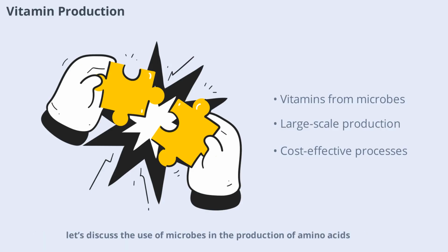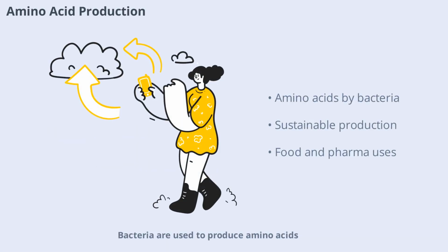Now, let's discuss the use of microbes in the production of amino acids. Bacteria are used to produce amino acids, which are essential building blocks for proteins. Industrial fermentation processes yield amino acids like glutamic acid, lysine, and methionine for use in food, feed, and pharmaceuticals. Microbial production is more sustainable and efficient than chemical synthesis. Advances in strain engineering are further enhancing productivity.